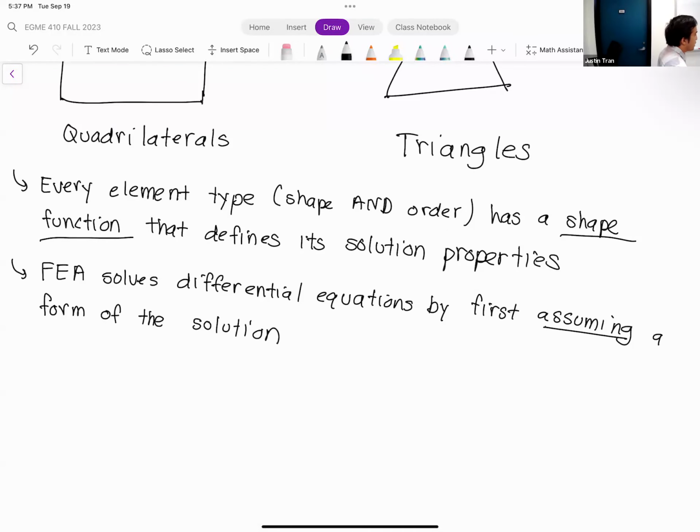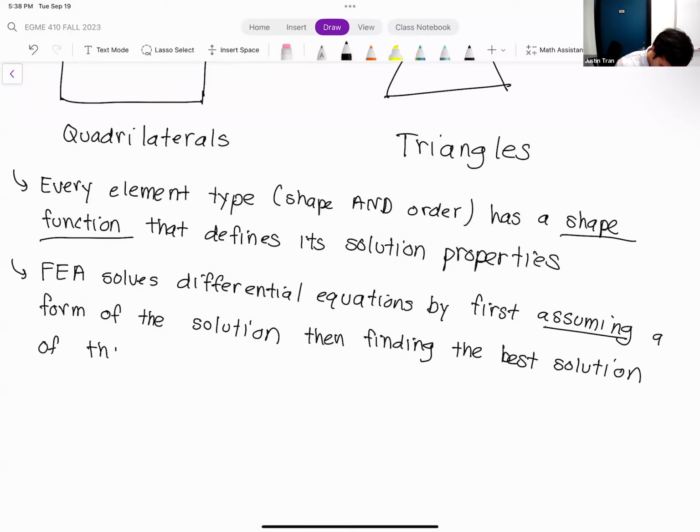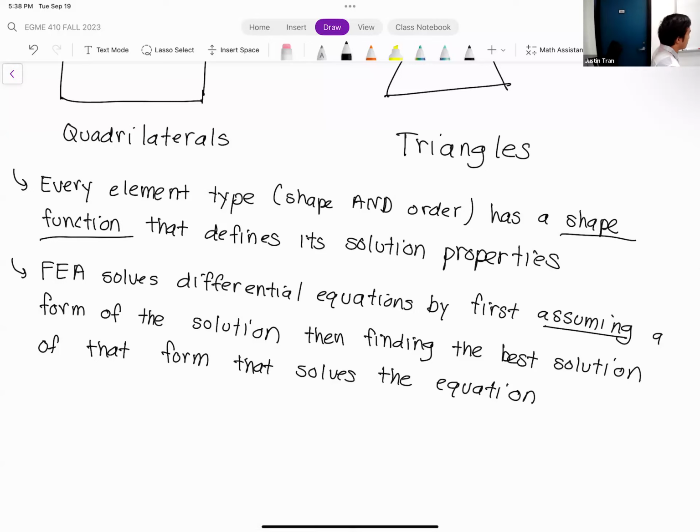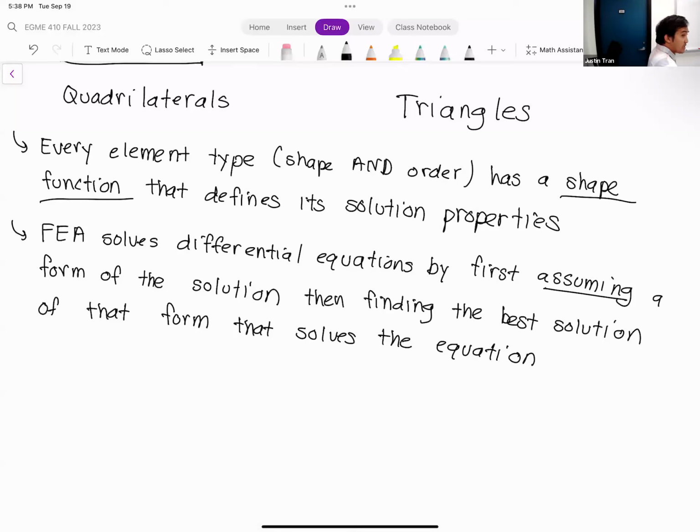Before it even starts, it assumes what the solution is going to look like, at least mathematically. Then it finds the best solution possible of that form that will be as close to solving the differential equation as possible. And so the shape function, in essence, is the functional form that we're assuming from the beginning.